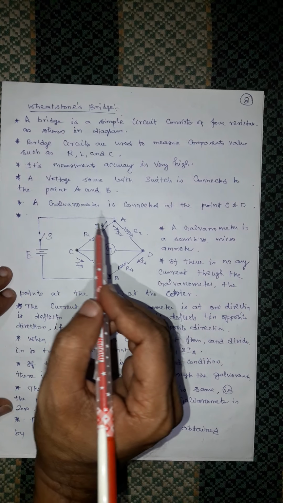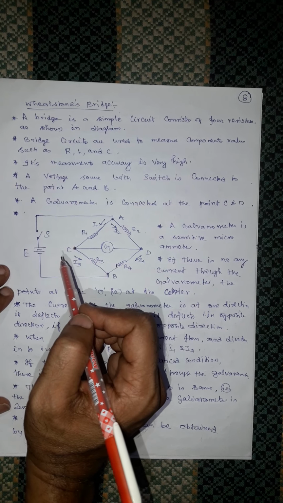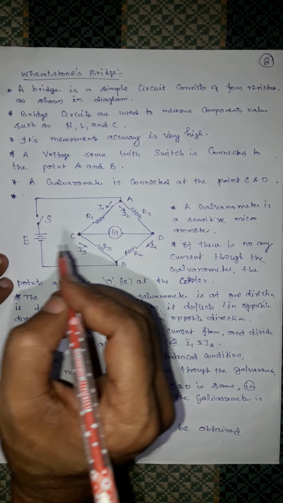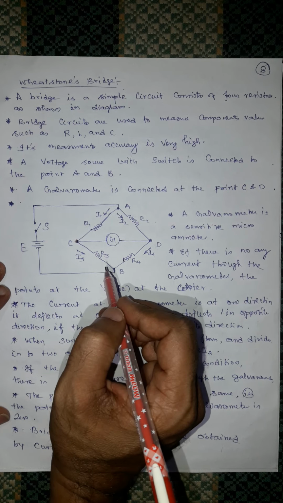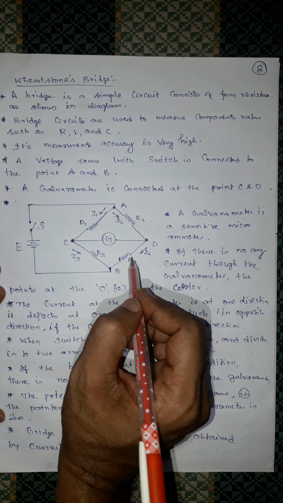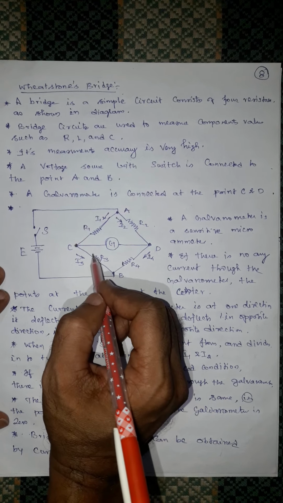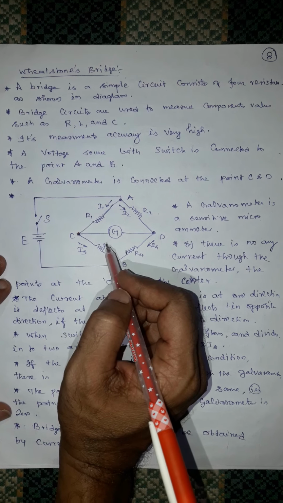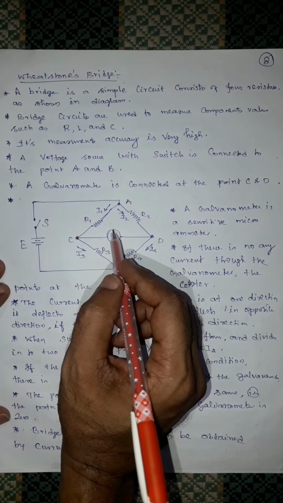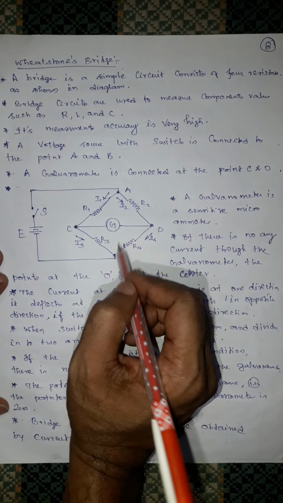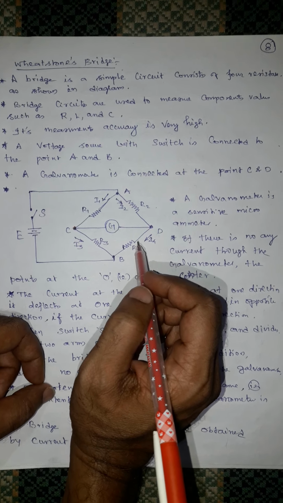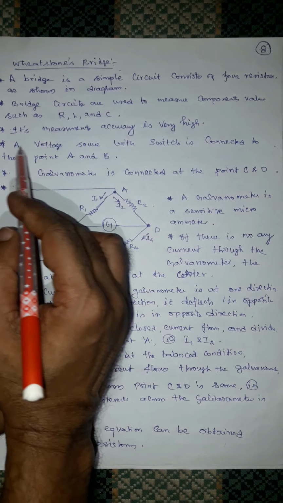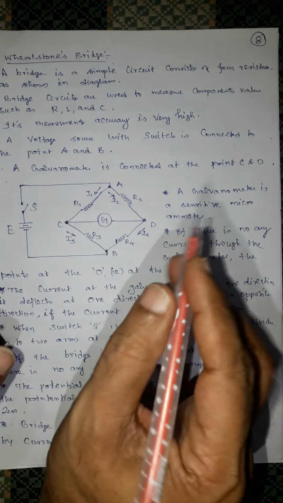A bridge is a simple circuit consisting of four resistors as shown in the diagram. Bridge circuits are used to measure component values such as R, L, C, that is, any one of the components. Usually R4 is an unknown value. The remaining R1, R2, R3 or inductor, capacitor are known values. By these known values, we can find the unknown value Rx or R4. Its measurement accuracy is very high.